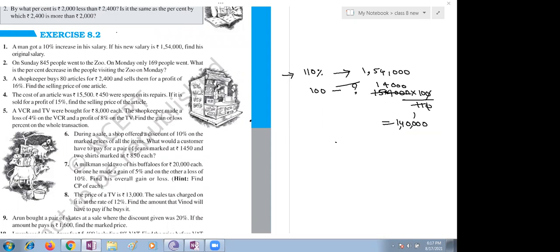The same for the second question. On Sunday, 845 people went to the zoo. On Monday, 169 people went. What is the percentage of decrease of people visiting the zoo? Directly, based on Sunday's 845, people decreased on Monday by 169.